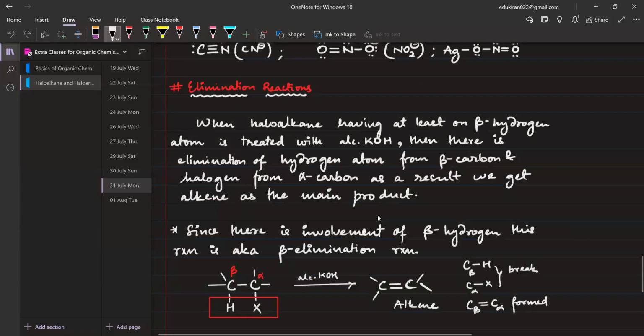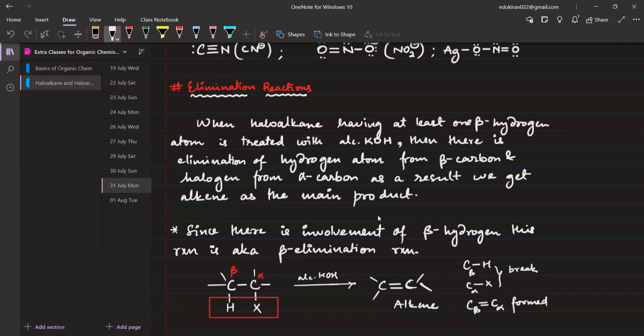So this is on elimination. This is where one beta hydrogen atom is treated with alcoholic KOH. Then there is elimination of a hydrogen atom from the beta carbon and a halogen atom from the alpha carbon. As a result, we get alkene as the main product. Since there is an involvement of beta hydrogen, this is also known as beta elimination reaction.